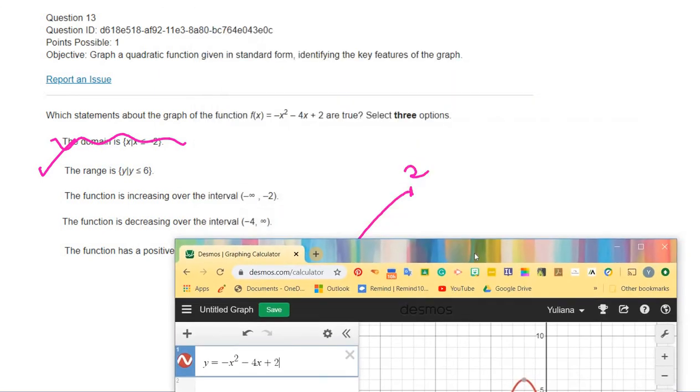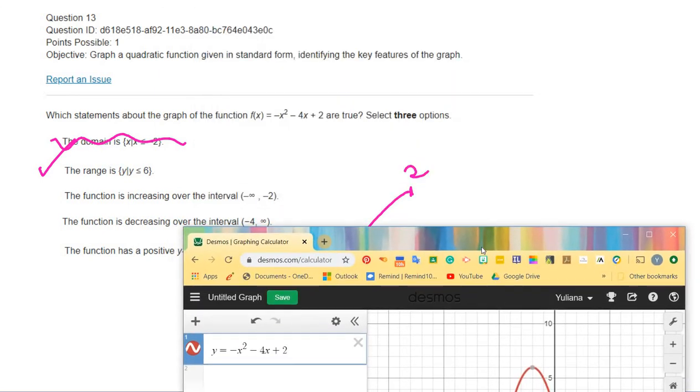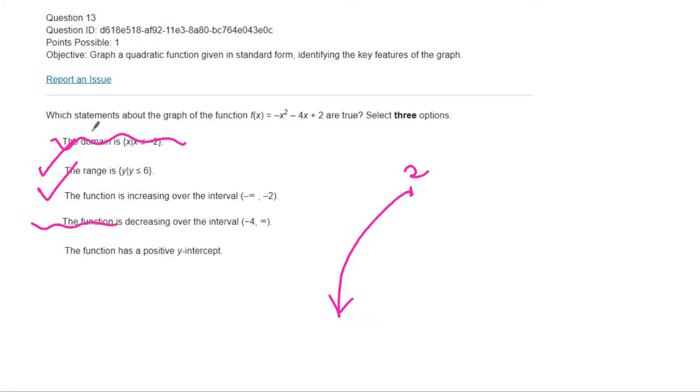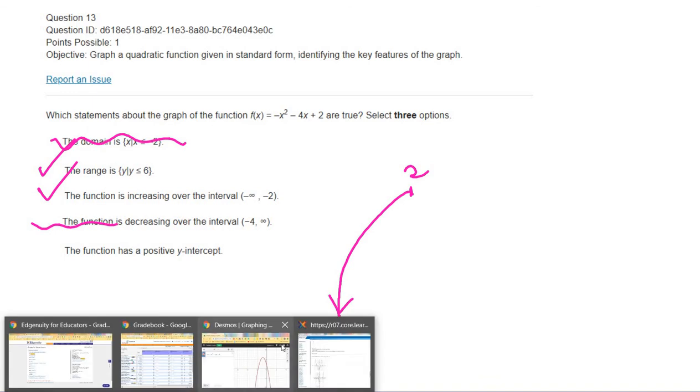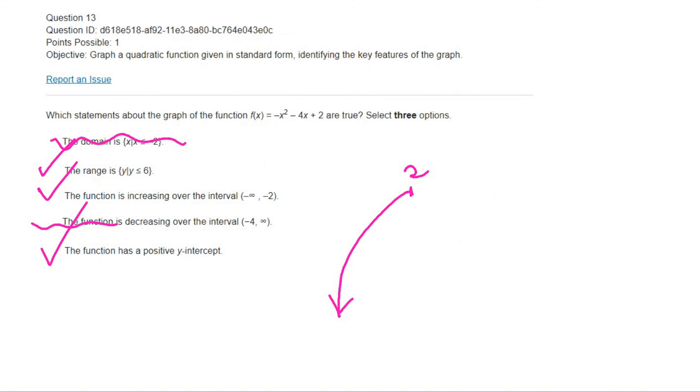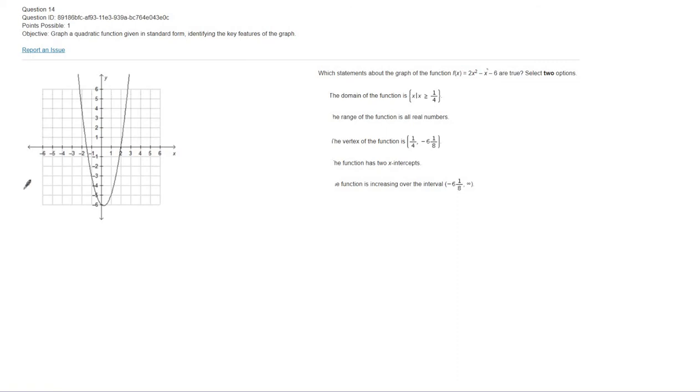And it says the function is decreasing over the interval -4 to infinity. So -4 to infinity, notice that at x equals -4, it's actually still increasing. So we know that that is not true. And then the function has a positive y-intercept. So the y-intercept is 2. So that is positive. So that is a true statement.